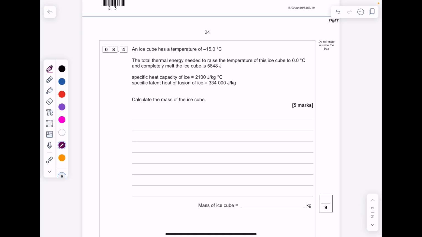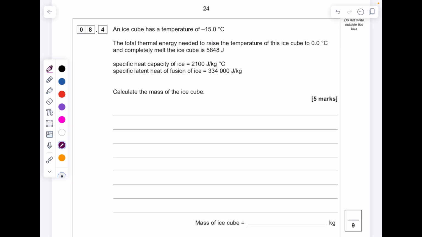An ice cube has a temperature of minus 15 degrees Celsius. The total thermal energy needed to raise the temperature of this ice cube to 0 degrees and to completely melt it is this much energy. Here's your specific heat capacity of ice. Here's your specific latent heat of fusion. Calculate the mass of the ice cube. This is a difficult calculation.